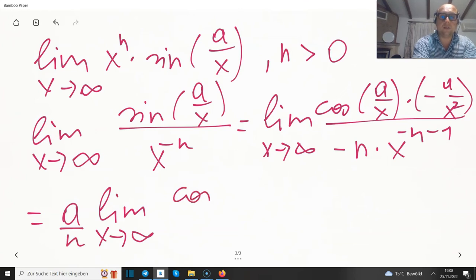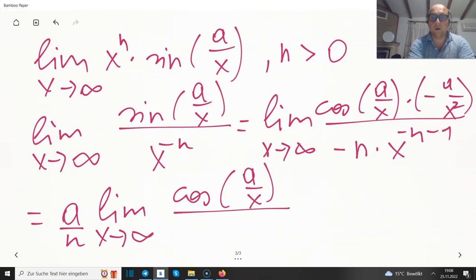So we got a cosine of a divided by x, which is now just 1. And now we have x to the power of n plus 1. Is that correct? I had minus n. I'm decreasing, so I have minus n coming up. It's getting 1 less, so minus n minus 1. Yeah, I think it's fine.